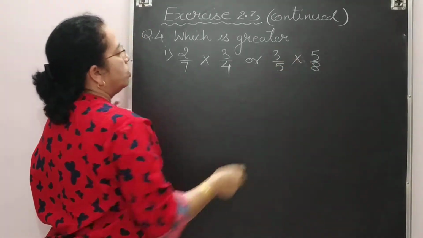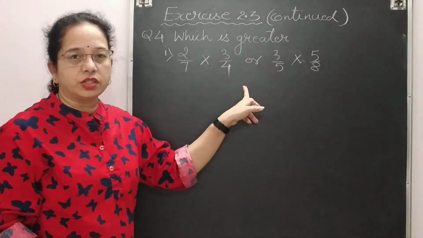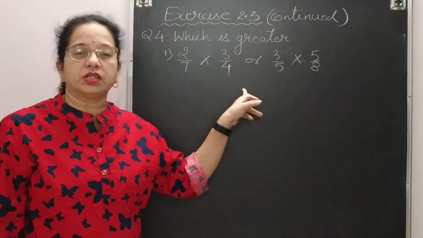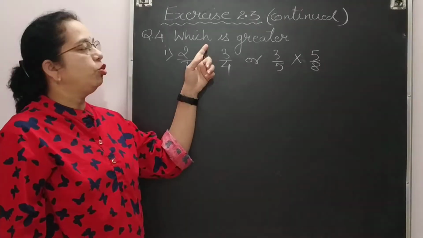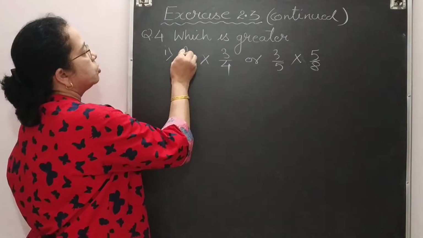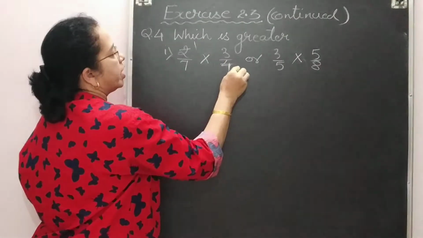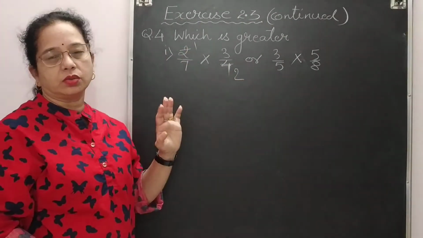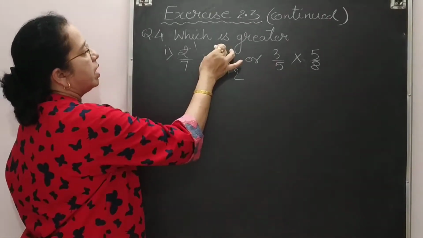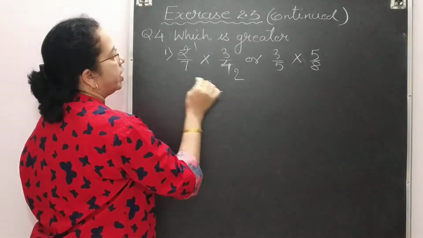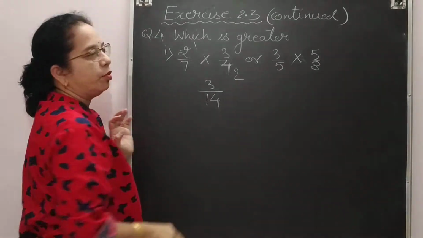Okay, so now this is your multiplication of fractions. What do we do in multiplication of fractions? We cut the number, one from numerator, one from denominator. So here this 2 and 4 we can cut. 2 ones are 2, 2 twos are 4. Now we will multiply numerator with numerator and denominator with denominator.